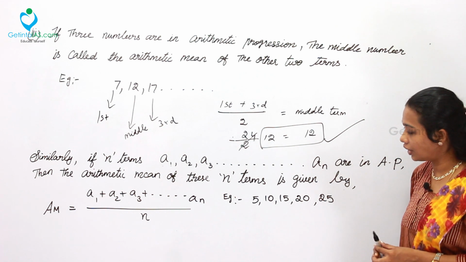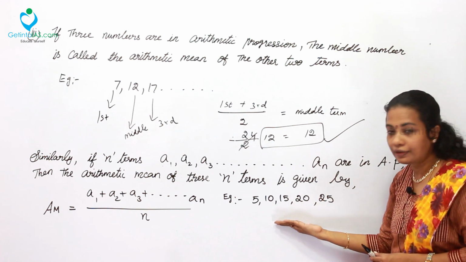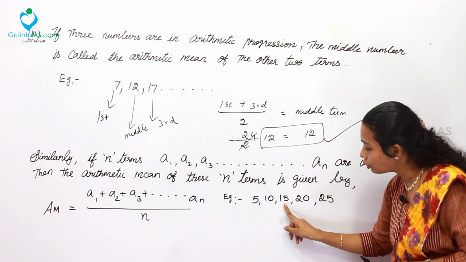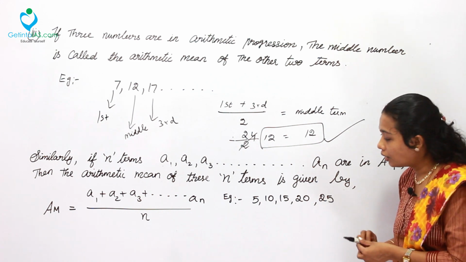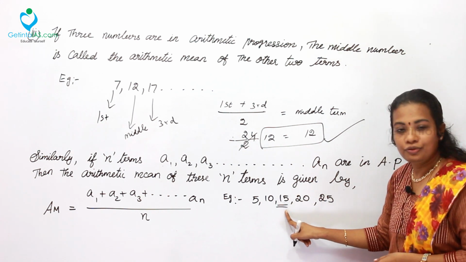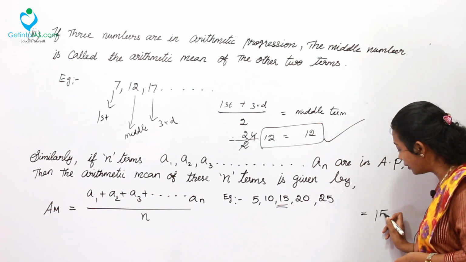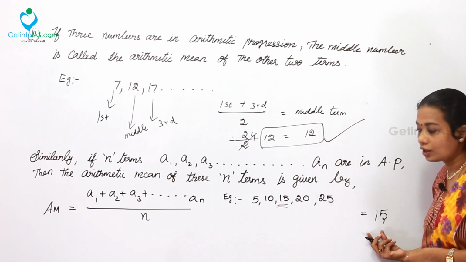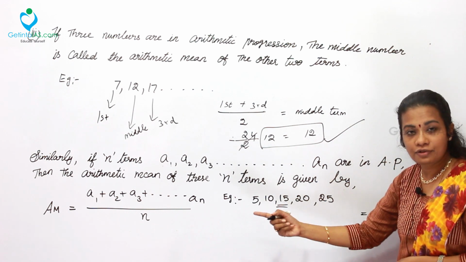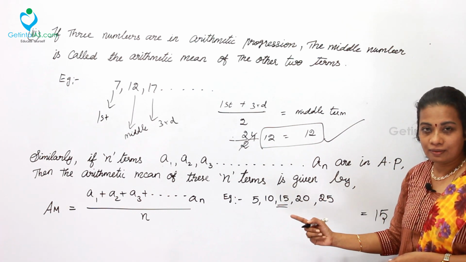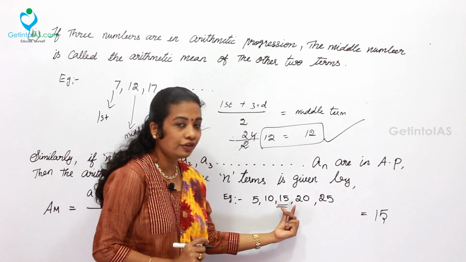So here let's check it. What is the middle number of the 5 terms? This is the first term, second term, third term, fourth term, fifth term. The middle term will be 15. So the middle term 15 I have written on the right side. What can I take on the left side? I could take like this, that is 5, 10, 15, 20, 25.